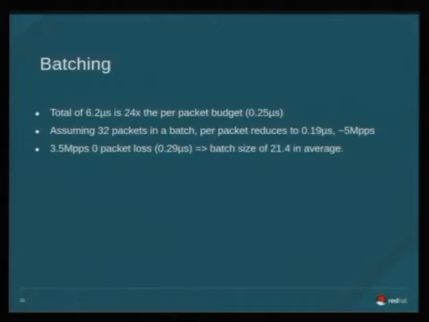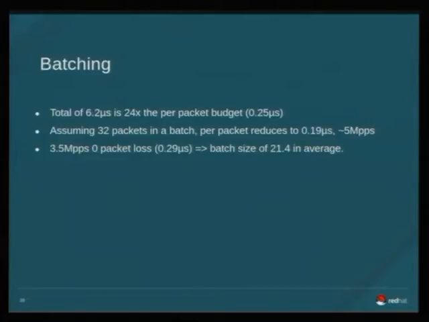All right, batch. So we saw the number is 6.2 microseconds, which is 24 times more than the per-packet budget I showed you before. That happens because of batching. So we virtually extend our budget by doing batching. Batching is a fundamental thing. Assuming we would have a perfect batch of 32 packets, we could have 5 million packets per second instead of 3.5. So something is happening.